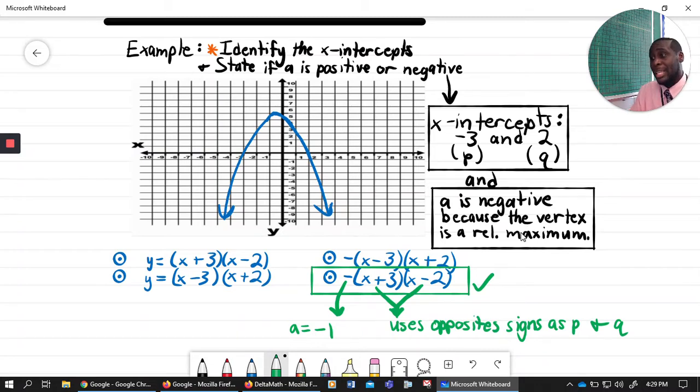That's the first part of what I need you to do. Where you see the orange asterisk, I need you to do that as part of showing your work. Identify the x-intercepts and state if A is a positive or negative number. It couldn't have been that one, and it couldn't have been that one, and it couldn't have been that one either.